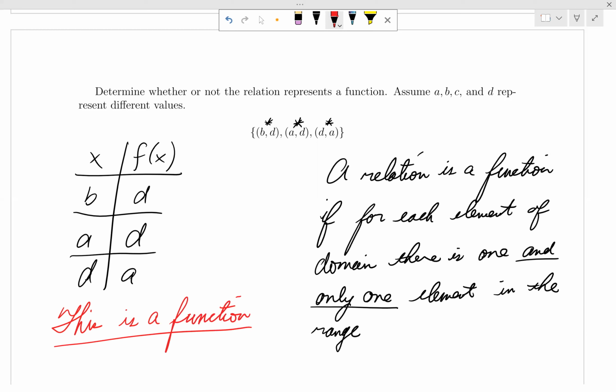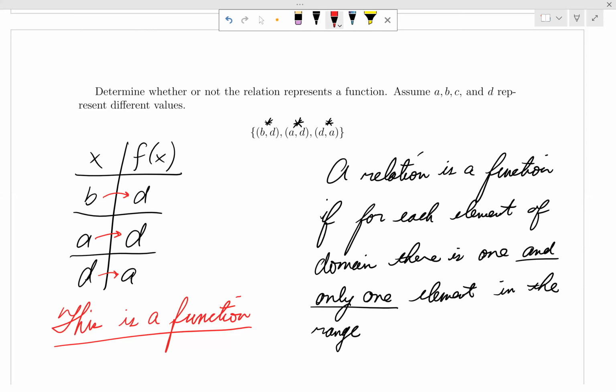This is a function because for each element of our domain, x, it maps just to one value. We don't have that b maps to d and c. It maps just to d, so we're good. A can also map to d, and d can map to a, and that's fine. But we can't have two elements of our x map to two different elements.